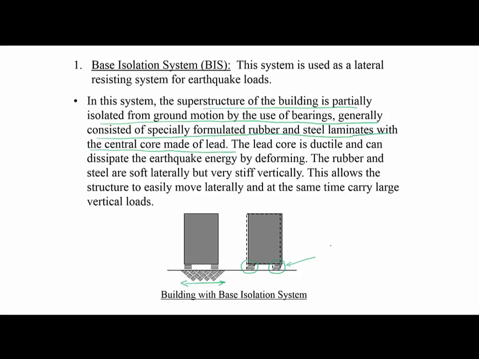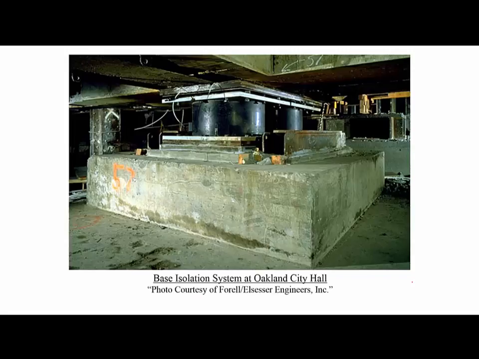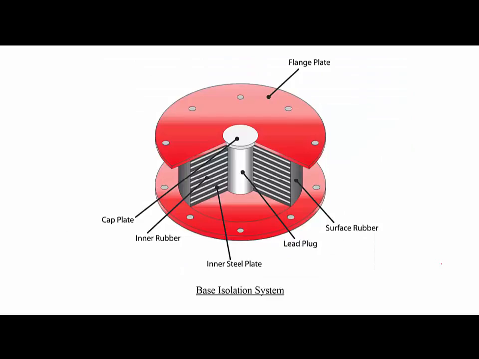These base isolation devices look like this. In fact, this is the base isolation device that was used in Oakland City Hall in California. This is the column in the building up above, this is the base plate, and this is the pedestal that goes on the foundation, and these are the base isolation devices that we have. Let's look at it more closely.